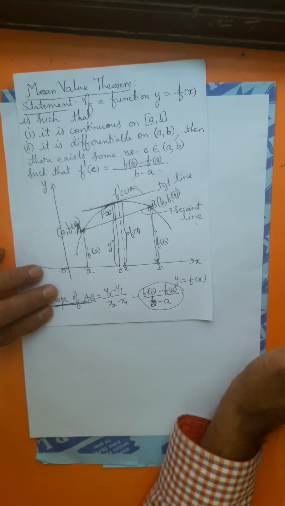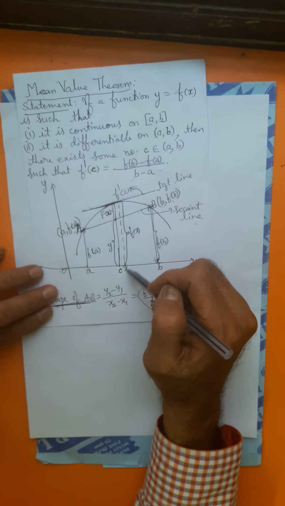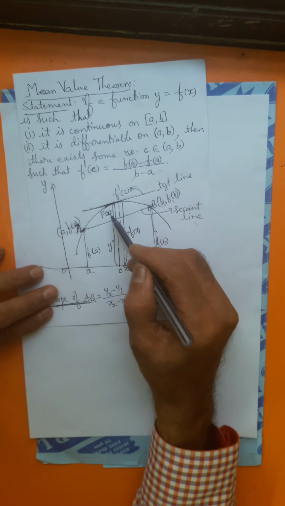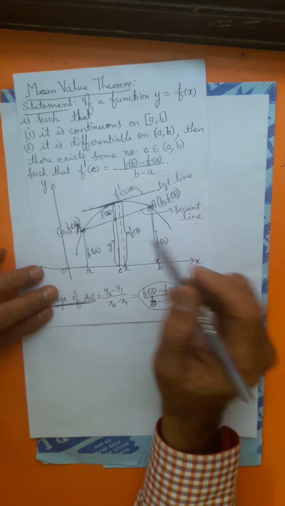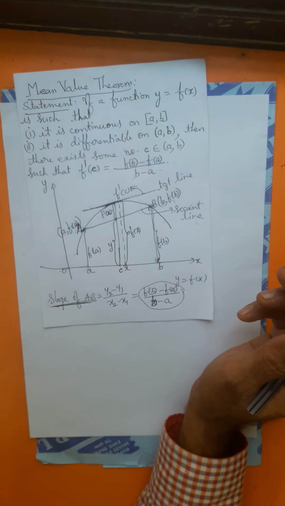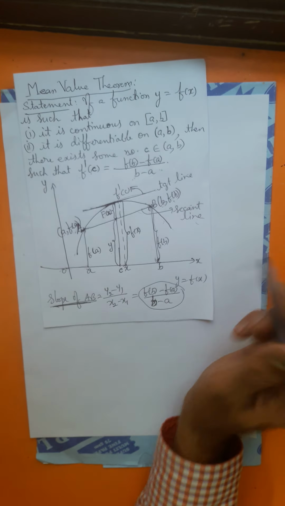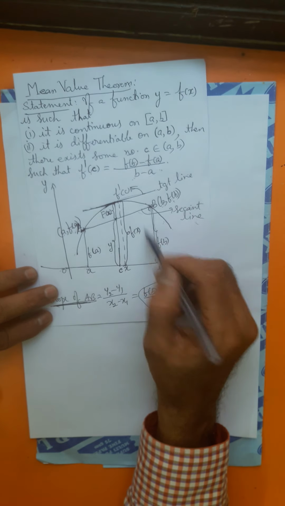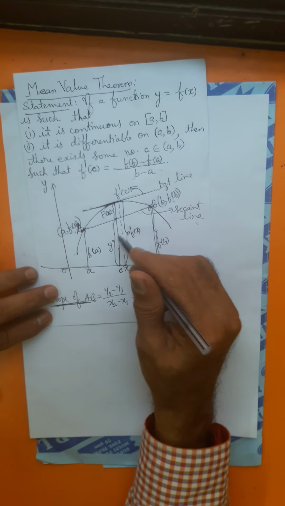The y value there is small f of x. This distance, from here to here, take it as capital F of x. The y equal to something is the equation of the line AB you are going to write. Any point on the line you take, the corresponding y will be here.